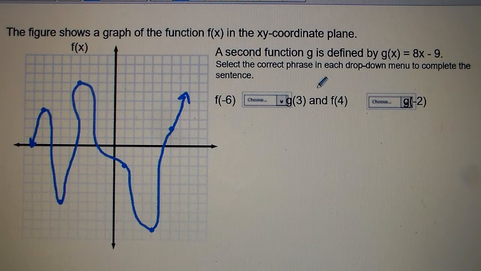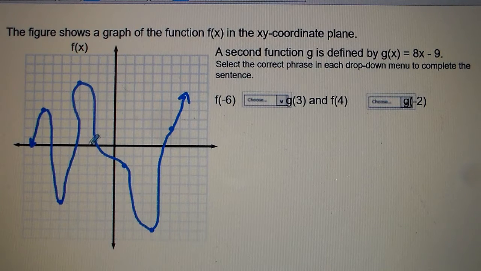Alright, looking at this one. The figure shows a graph of the function f of x in the coordinate plane. F of x is what you see over here. The second function g is defined by g of x equals 8x minus 9. Select the correct phrase in each drop-down menu to complete the sentence. So f of negative 6, well, we're going to look at negative 6 on our function f of x.